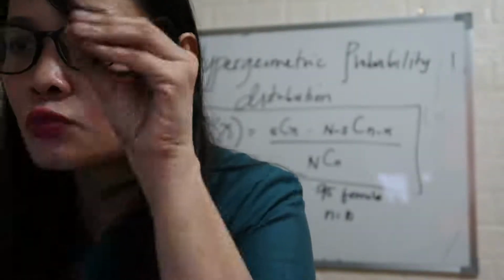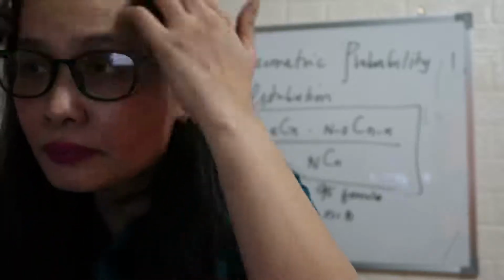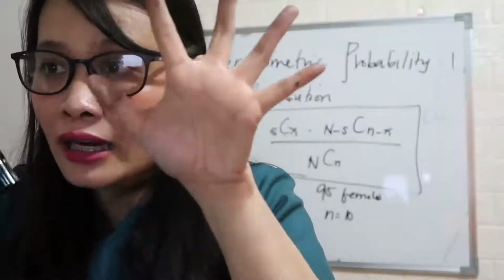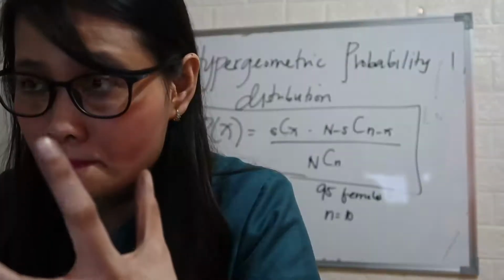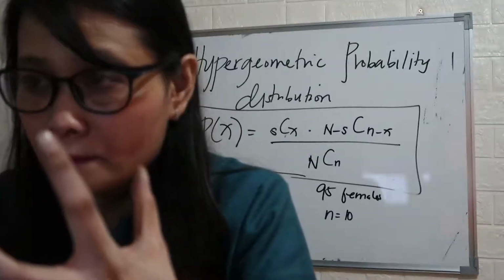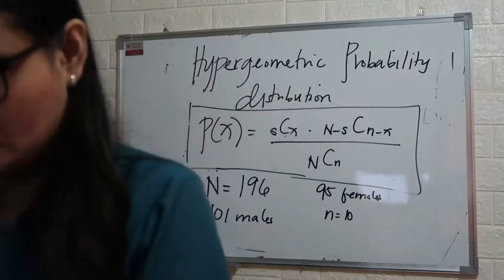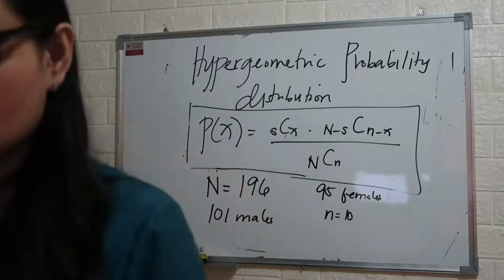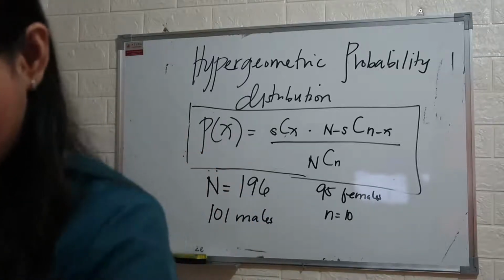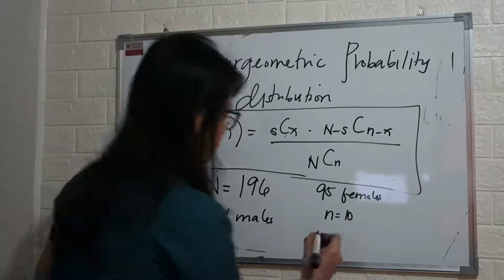And then dun sa 10 random sample, we need to get the probability that what? Dun sa 10 random samples, we need to determine what? Try to analyze the problem. We need to determine what? Yung 3 male.